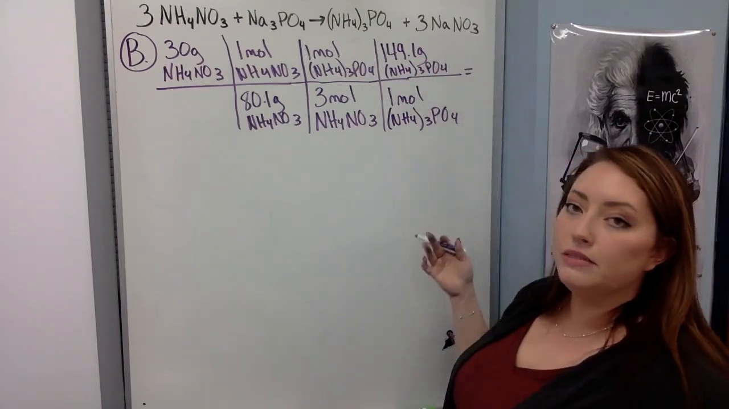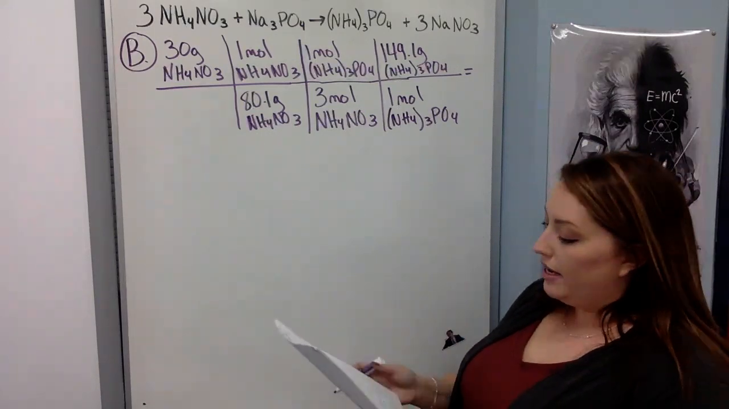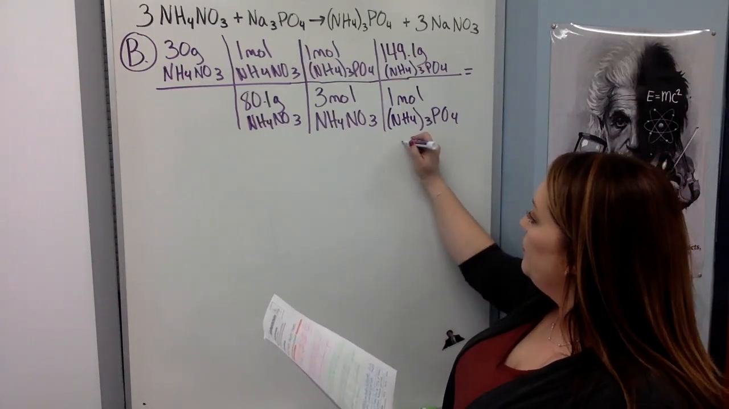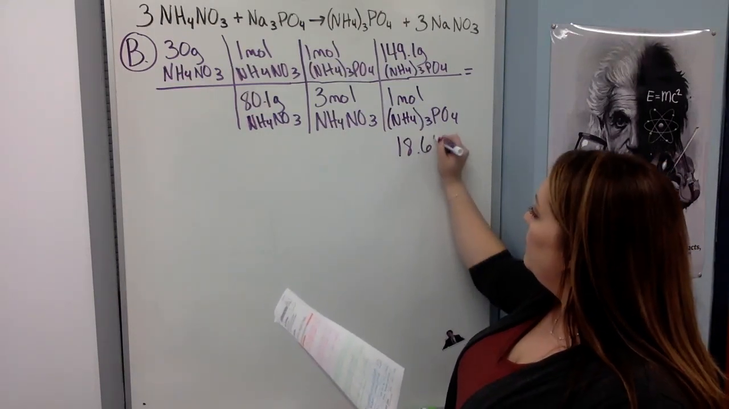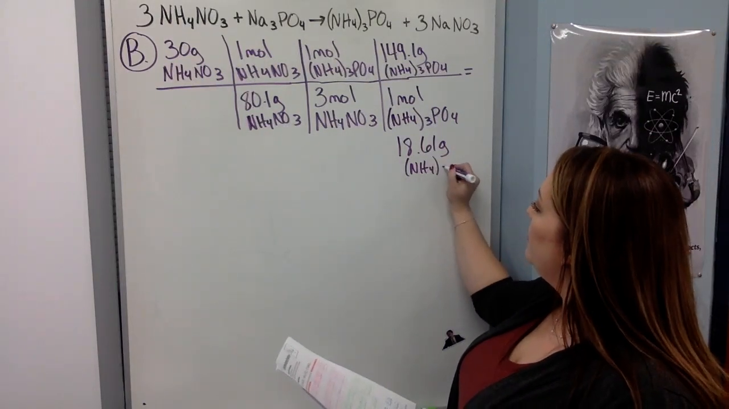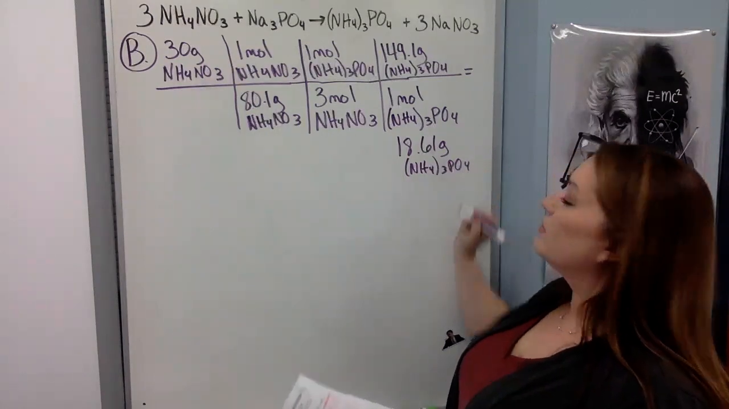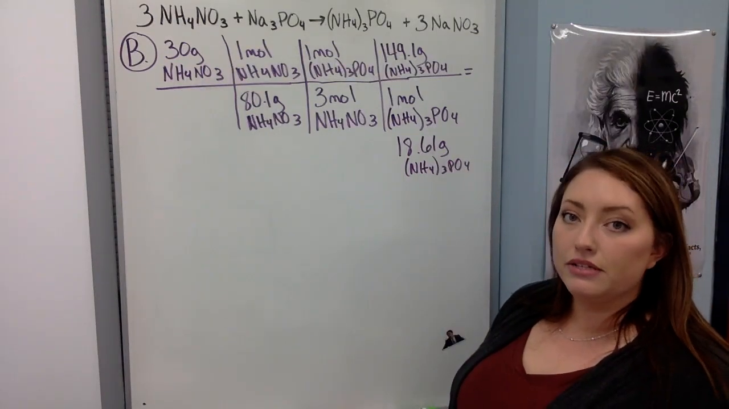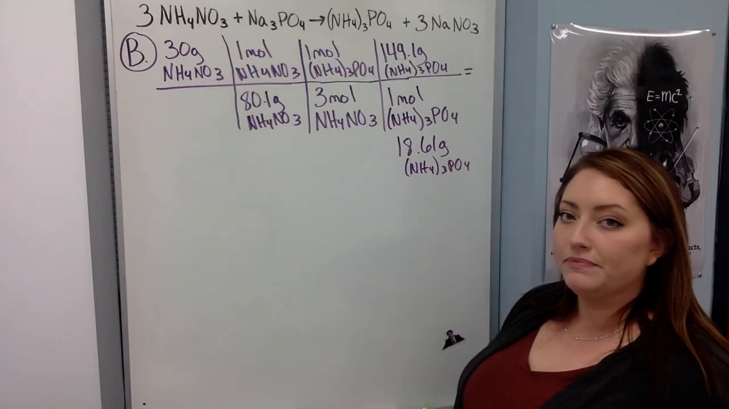Okay. At this point, throw that in your calculator. It should tell you that you're going to produce 18.61 grams of the ammonium phosphate. Okay, so a completed answer would look like this.